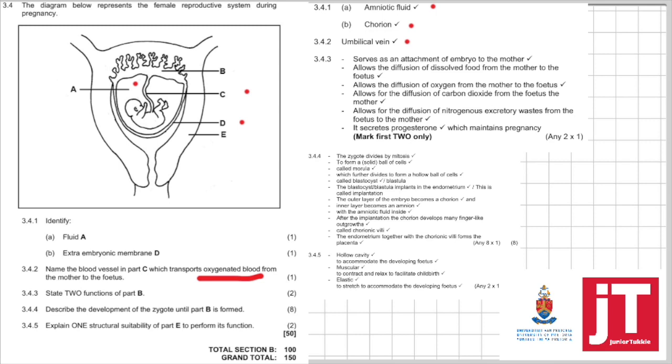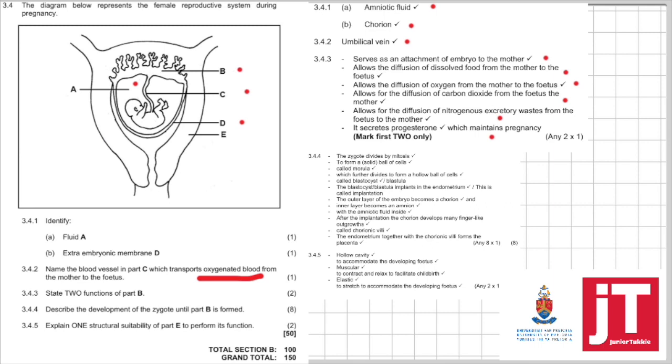3.4.3. State two functions of part B. That's the placenta. Any two functions. Serves as an attachment of the embryo to the mother. Allows for diffusion of dissolved food from the mother to the fetus. Allows for diffusion of oxygen from the mother to the fetus. Allows for diffusion of carbon dioxide from the fetus to the mother. Allows for diffusion of nitrogenous excretory waste from the fetus to the mother, and secretes progesterone. Can you see it says from mother to fetus, fetus to mother? Make sure you always have that in your answer.